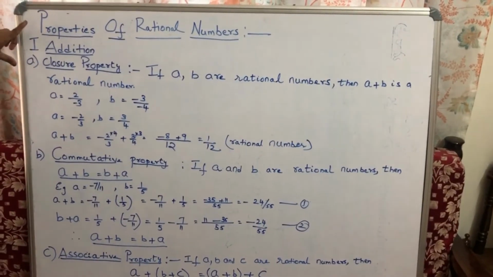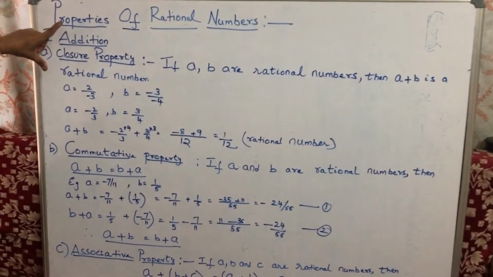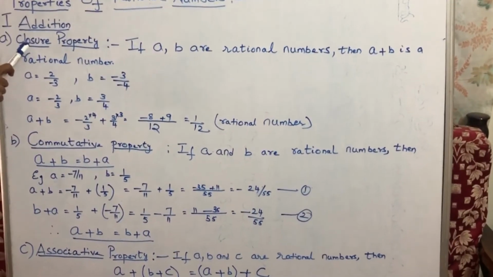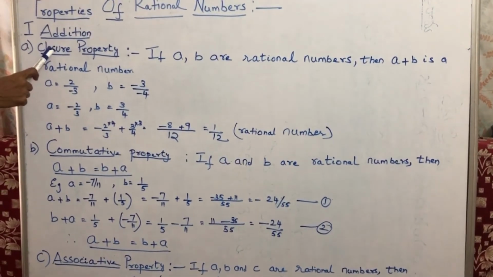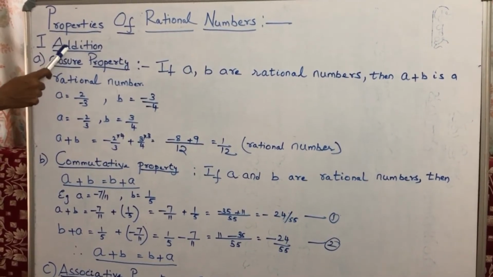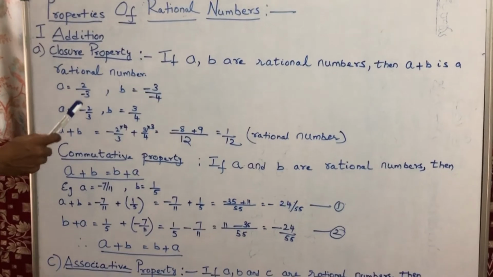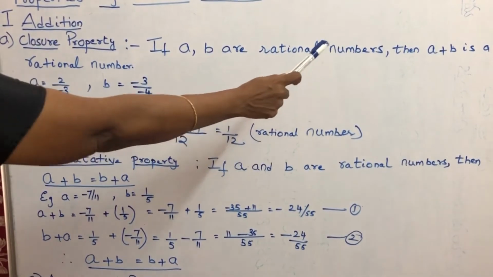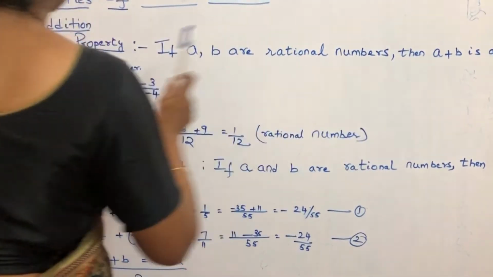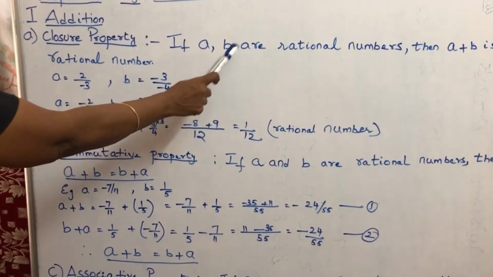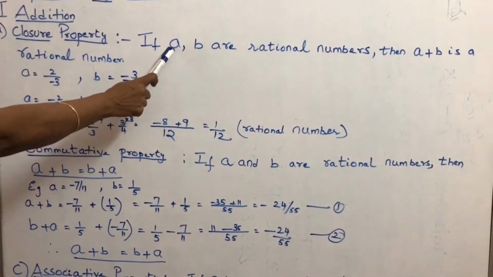We have learned what is a rational number, children. Now we are going to learn the properties of rational numbers. In your earlier classes, we have learned these properties with whole numbers and integers, but now we are going to learn the properties for rational numbers, beginning with addition. The first property under addition is closure property. If a, b are rational numbers, then a plus b is a rational number. It means if you add two rational numbers, the sum is also a rational number.